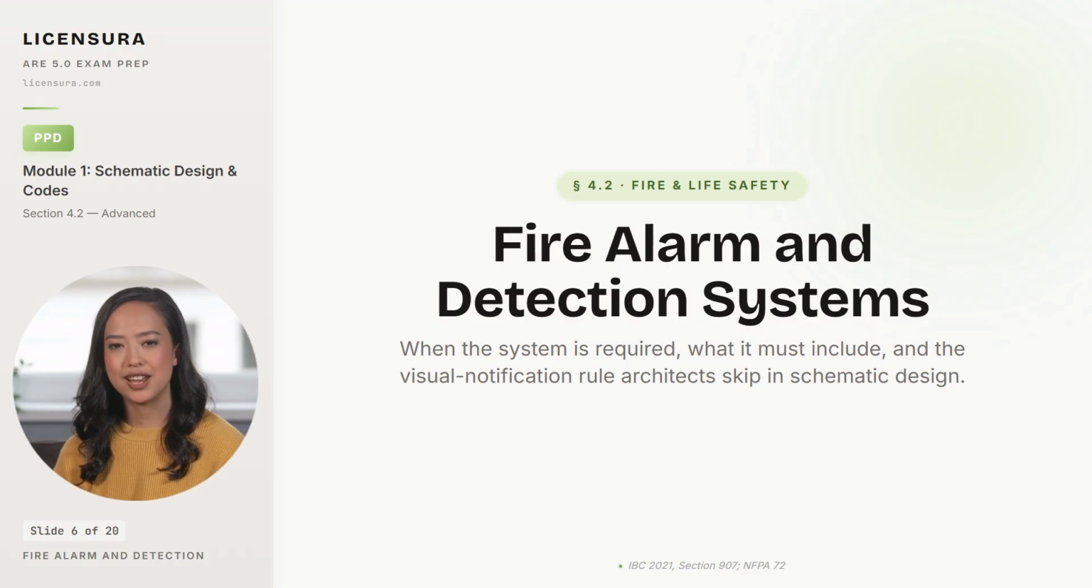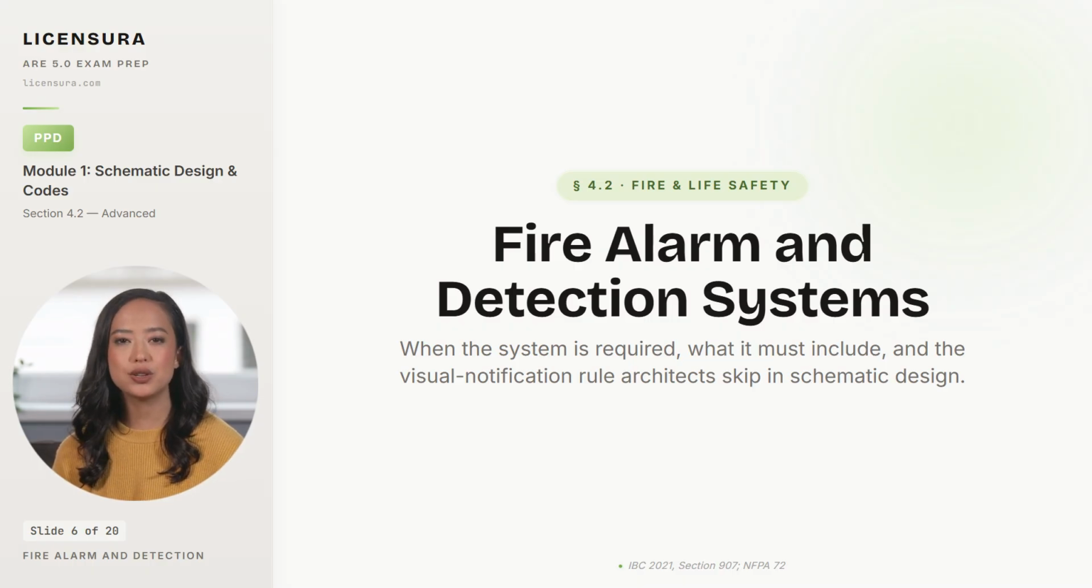Get the trigger wrong, and you either overspend on coverage no occupancy needs, or you skip a system the inspector demands, and the permit set is rejected. Miss this on the exam, and you fail the question. Miss it in practice, and the project gets sued by an injured occupant. Or, worse, the firm loses its license over an ADA complaint when visual strobes were never installed.